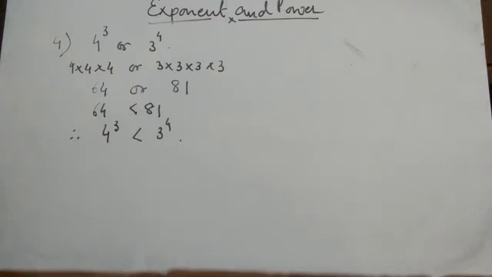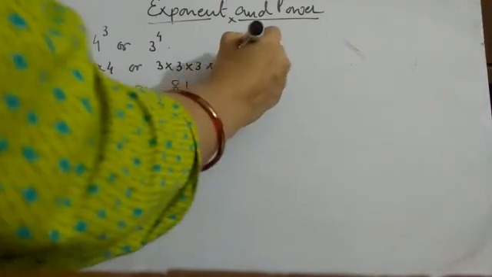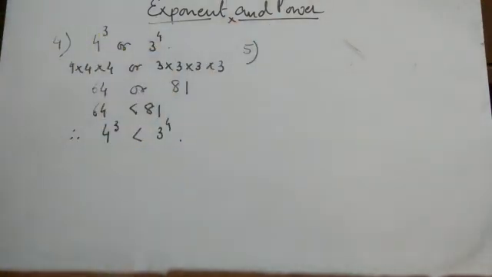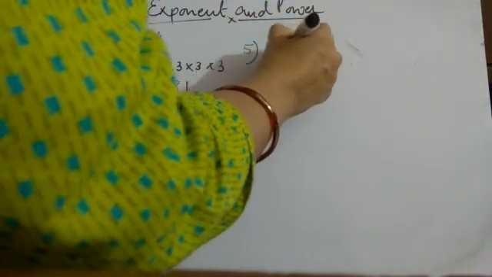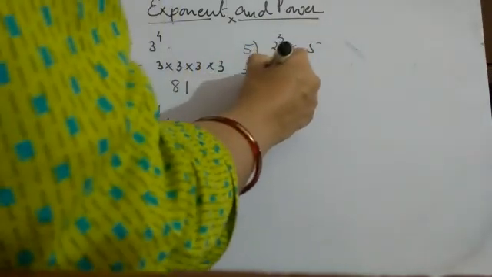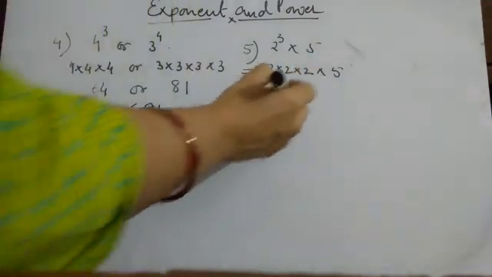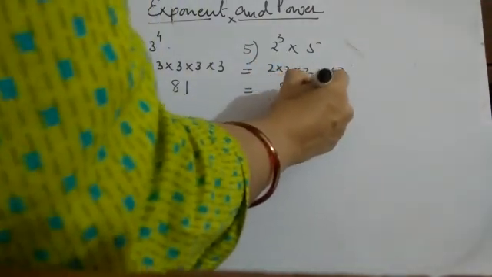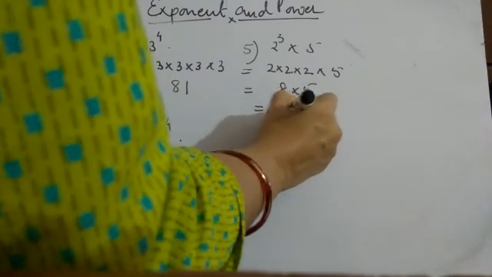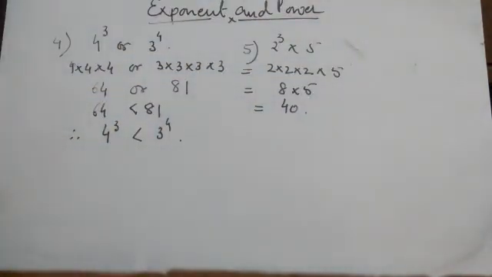Then you have to simplify. See the next question: 2 raised to the power 3 into 5. Now 2 raised to the power 3 is 2 into 2 into 2 into 5, isn't it? 2 2s are 4, 2 4s are 8, into 5, and 8 5s is 40. This is how you will do it, right?